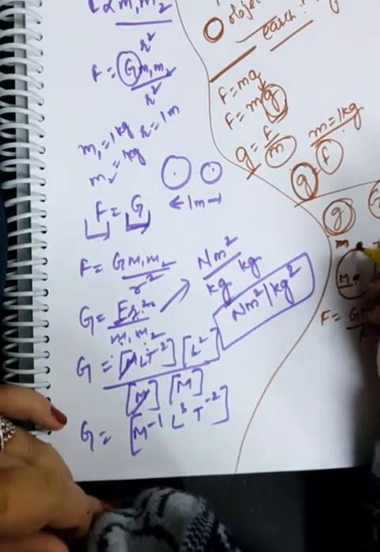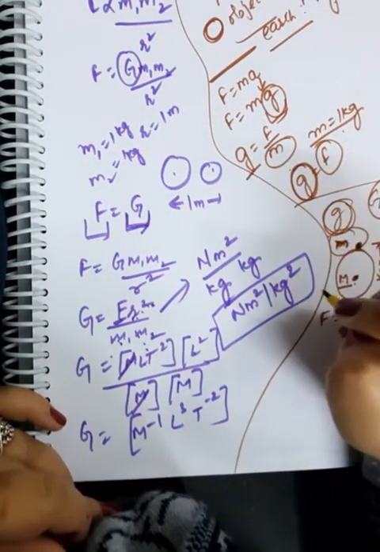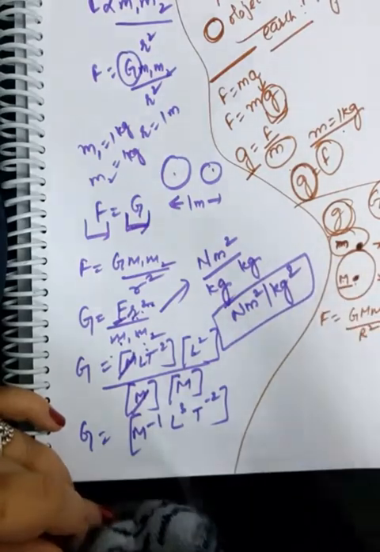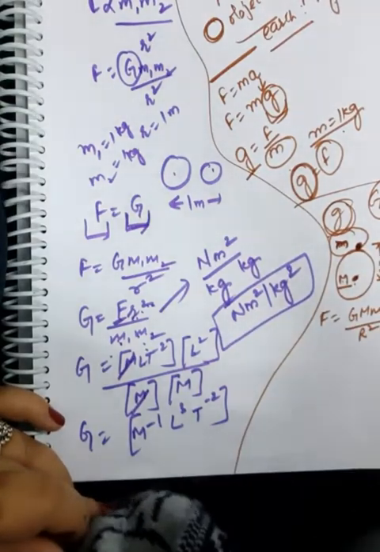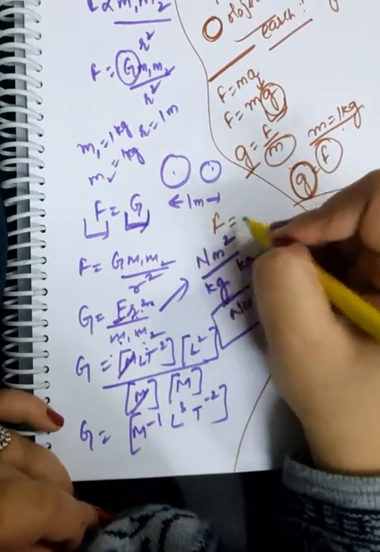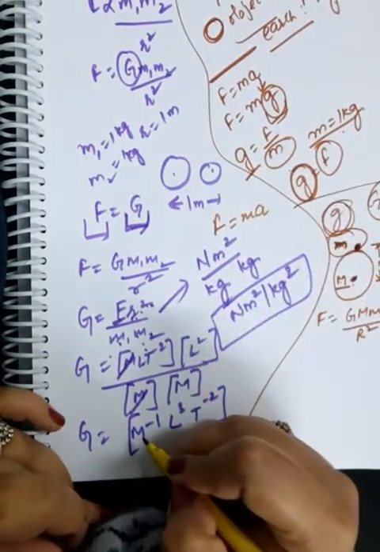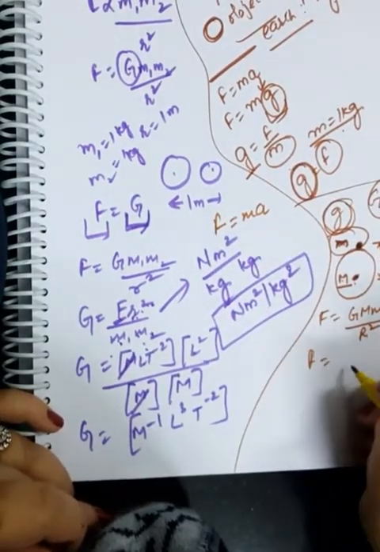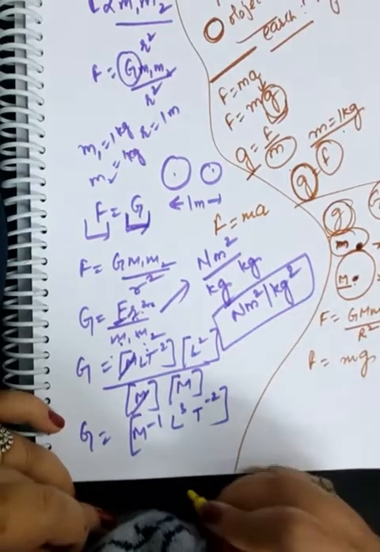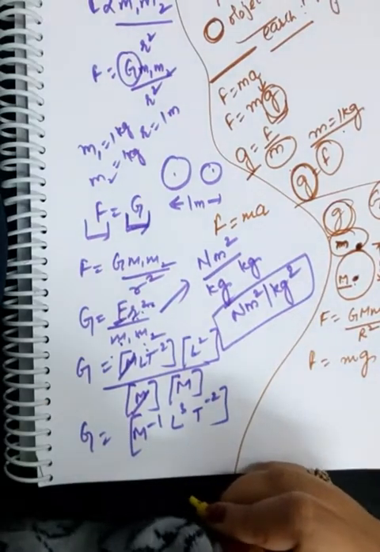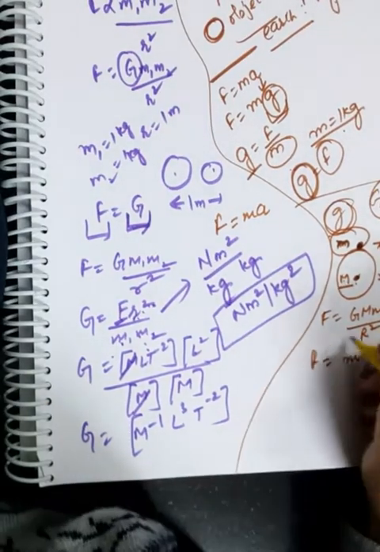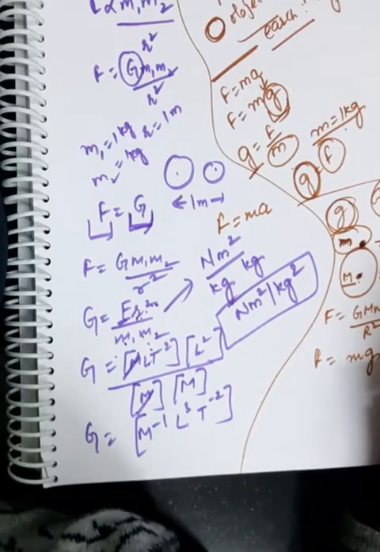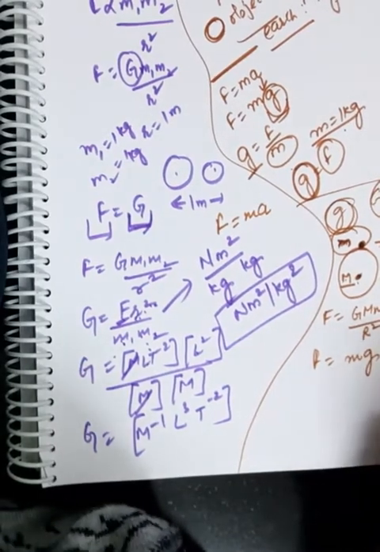But don't you think that if some force is acting on this mass, it will be accelerated towards the center of earth, because every force is equal to mass into acceleration. So this force should also be equal to mass into acceleration, where g is acceleration due to gravity. Now this is the first value of the force, and this is the second value of the force.